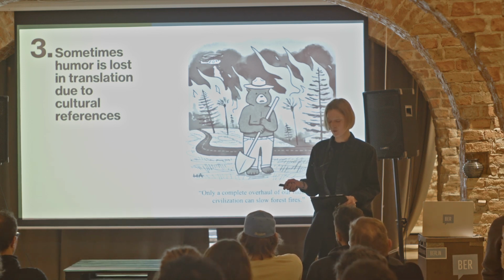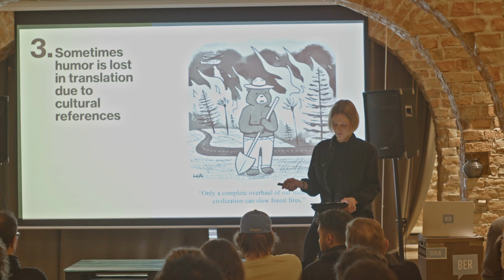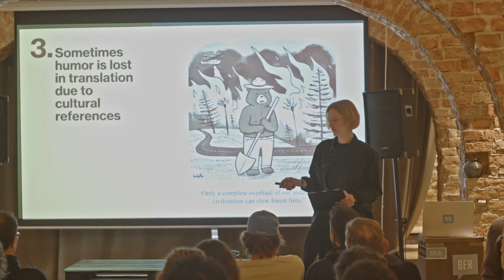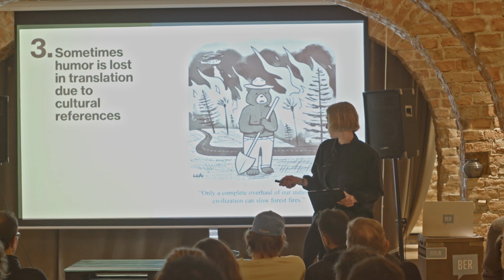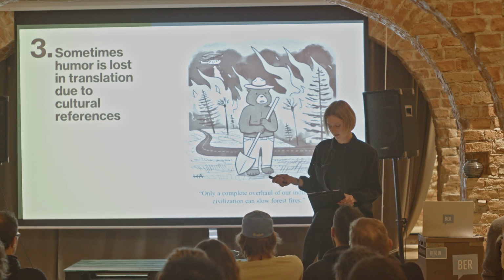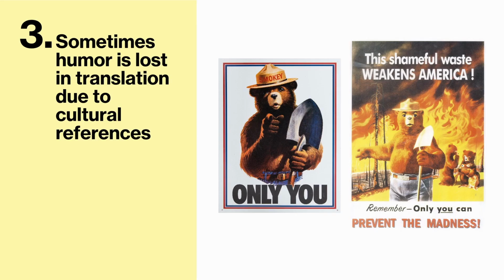This is Smokey Bear. But if you didn't grow up in the US, you might not be familiar with Smokey Bear. He's an old advertising mascot for our national parks. And his most famous slogan is, only you can prevent forest fires.